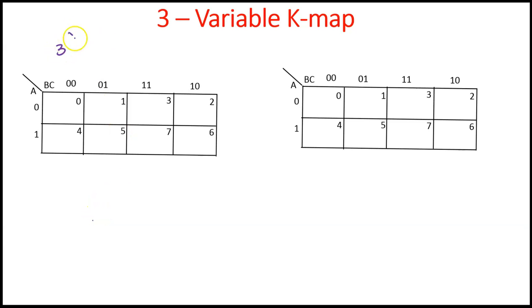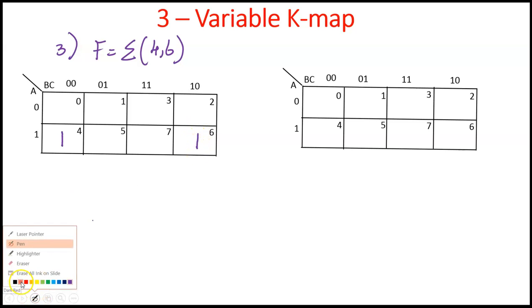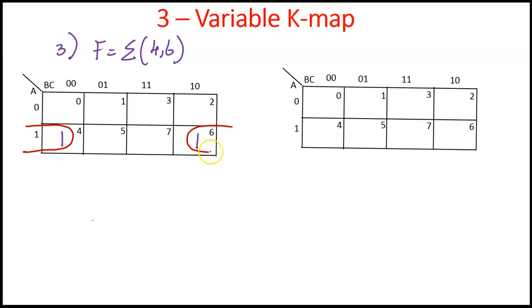Now f is equal to summation of 4, 6. That means here in 4 we have to mark it as a 1 and 6 also we have to mark it as a 1. So this is an adjacent grouping, therefore mark it as a single group. The expression for this group is given by f is equal to A is 1, therefore A, and B is changing but C is not changing, therefore A C bar. So this is the answer for this problem.